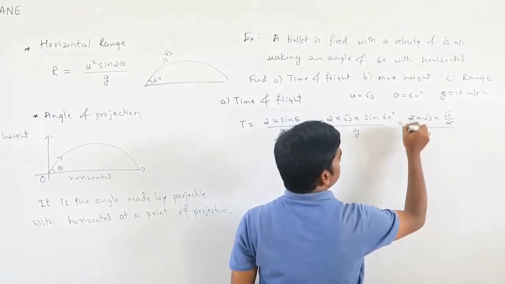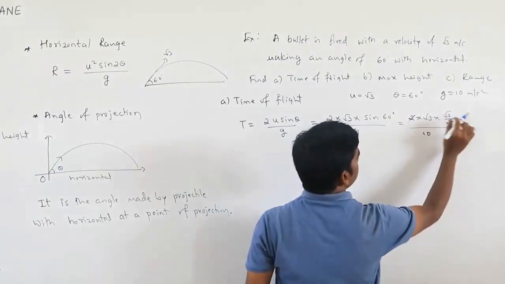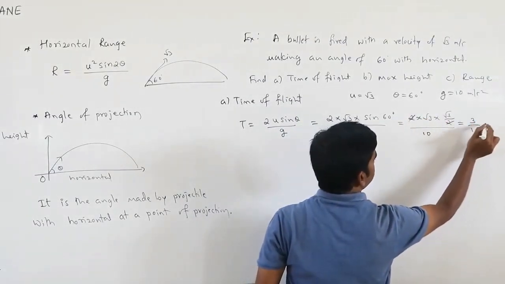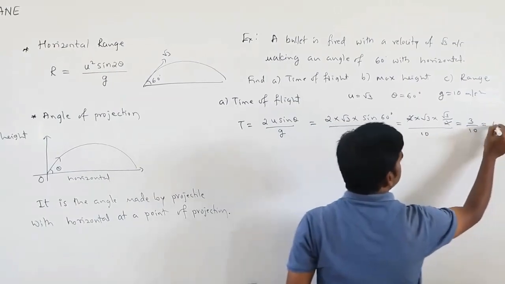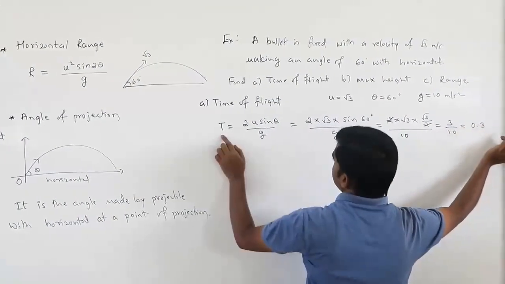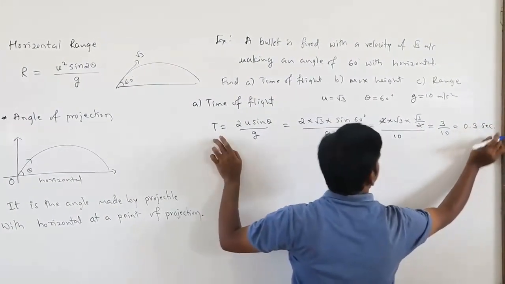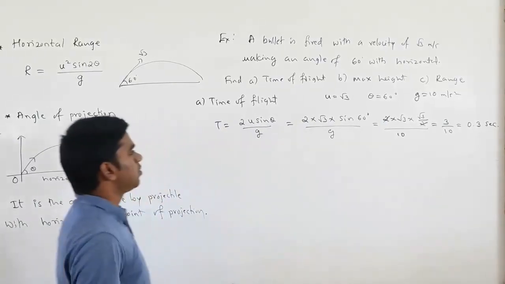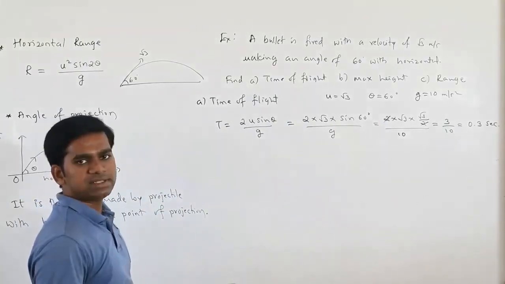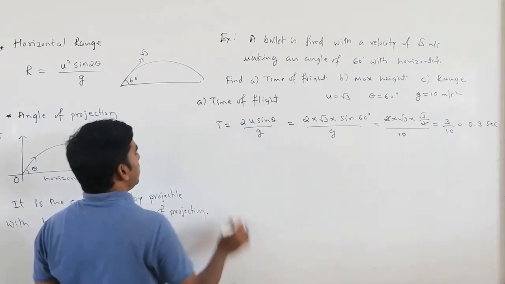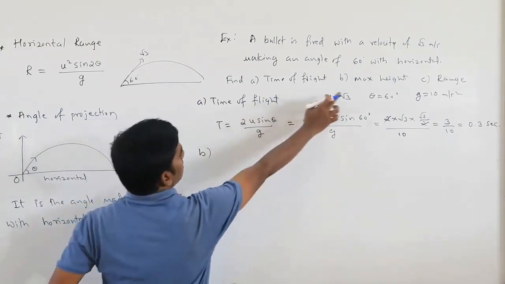So this 2 will get cancelled. So root 3 into root 3 will become 3 divided by 10. So this will be 0.3 seconds. So total time of flight is 0.3 seconds. Okay. So now next one, B, maximum height.